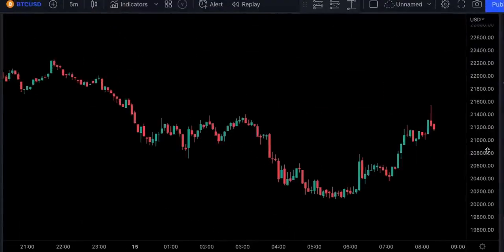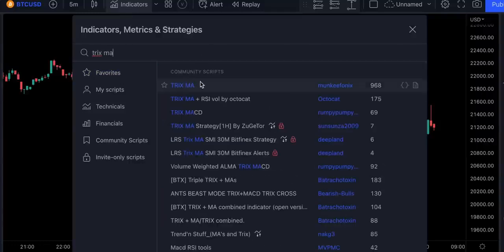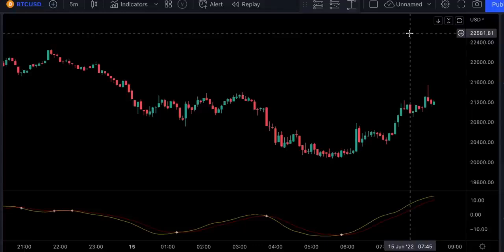Okay, so in second place, we've got an indicator called Trix MA. This one right here. So the triple exponential average, or TRIX, is a momentum indicator used by technical traders that shows the percentage change in a moving average that has been smoothed exponentially 3 times. The triple smoothing of moving averages is designed to filter out price movements that are considered insignificant or unimportant.